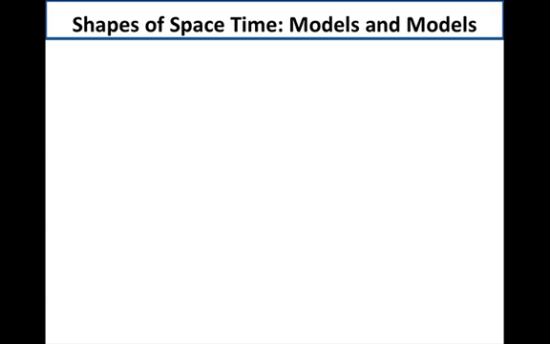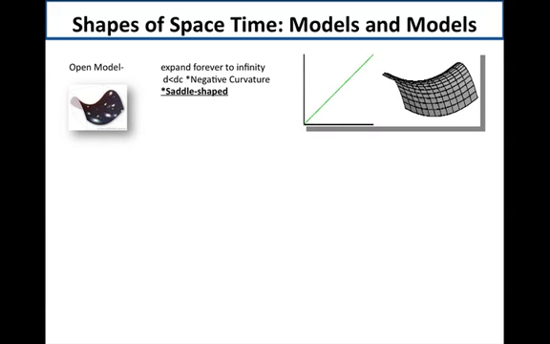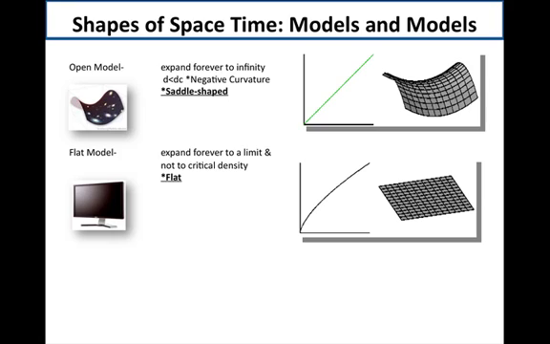Here are three models of the shapes of space and time. In the open model, space and time expand forever to infinity. There is a negative curvature and it is saddle-shaped. In the flat model, space and time expand forever to a limit, but not to the critical density. It is flat. Finally, in the closed model, there is a collapse and a positive curvature is formed. It is arched.